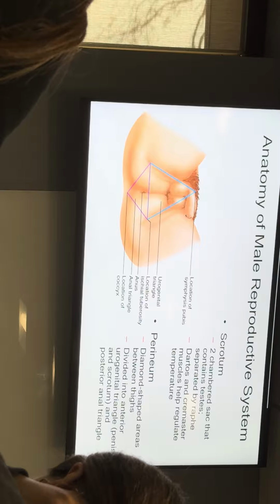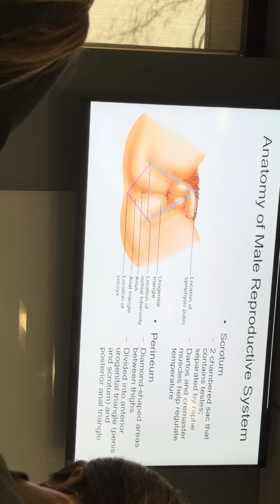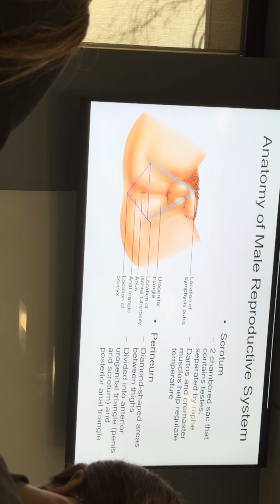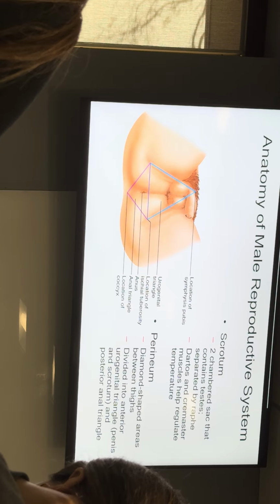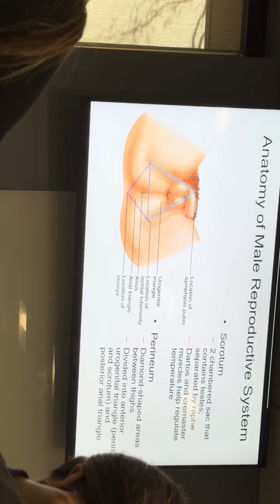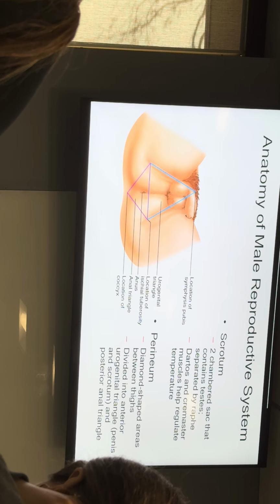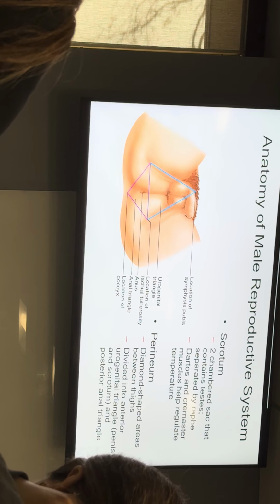So when a guy's hot, the cremaster muscle relaxes and the testicles hang down. And when he's cold, like getting out of a pool, they go up right next to his body. The dartos muscle makes the scrotum wrinkle. So when your cremaster muscle lifts up, it pushes your testicles right by your body, and then your dartos muscle makes the scrotum wrinkly, and it pushes your testicles even further into your body.